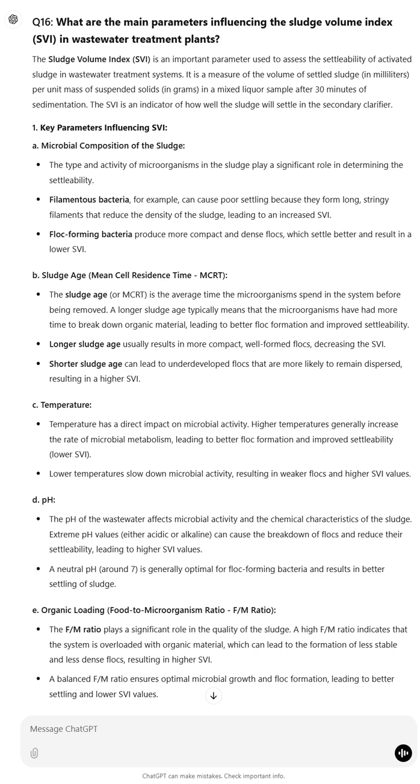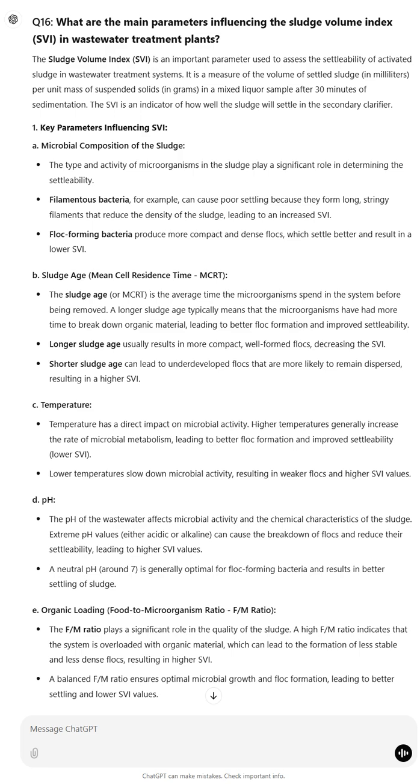D. pH. The pH of the wastewater affects microbial activity and the chemical characteristics of the sludge. Extreme pH values, either acidic or alkaline, can cause the breakdown of flocks and reduce their settleability, leading to higher SVI values. A neutral pH around 7 is generally optimal for flock-forming bacteria and results in better settling of sludge.